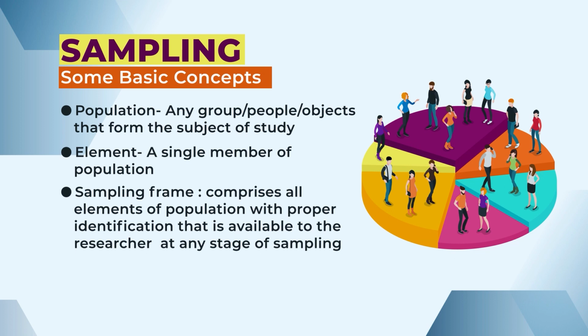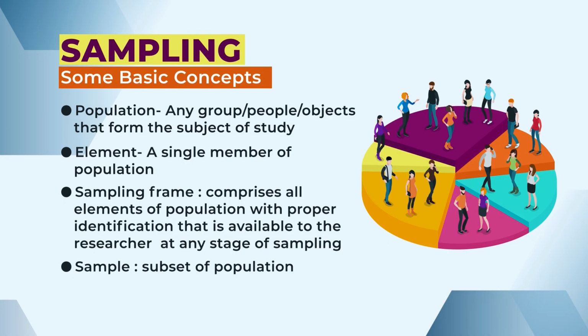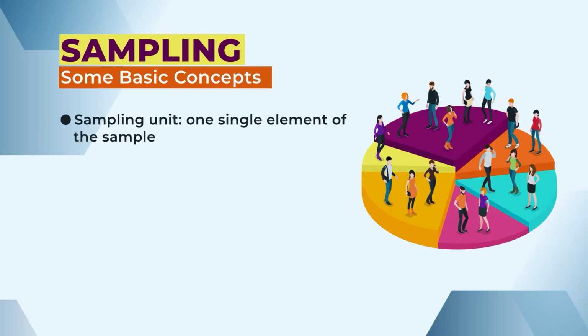The next term is sampling frame, which comprises all the elements of the population with proper identification, who are then available to the researcher at any stage of sampling. So the total number of consumers that he will be using for his study, from which he will ultimately be selecting his sample, is called the sampling frame. A sample, on the other hand, is a subset of the total population, because he would not be studying the entire population. He'll be drawing some people out of that population and studying them. This subset of the population is called a sample. One single element of that sample will be called the sampling unit.